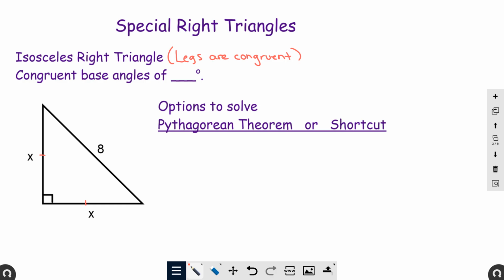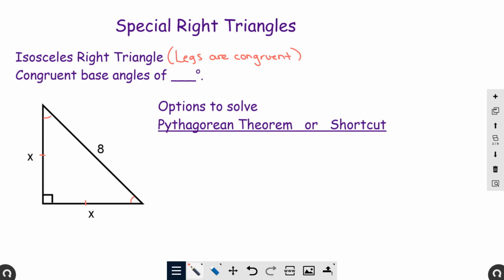Now, isosceles doesn't only mean that the two sides are equal, but it also means that two angles are equal. So we call those two equal angles the base angles. So you would have congruent base angles here and here because the other angle is 90.